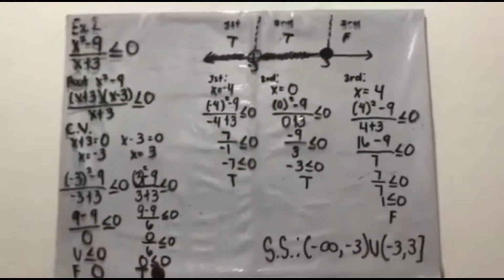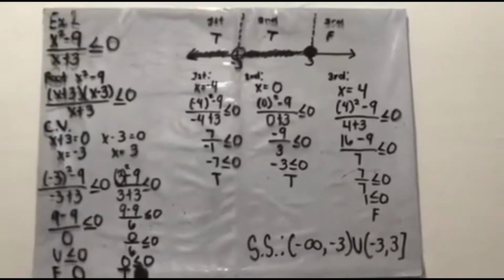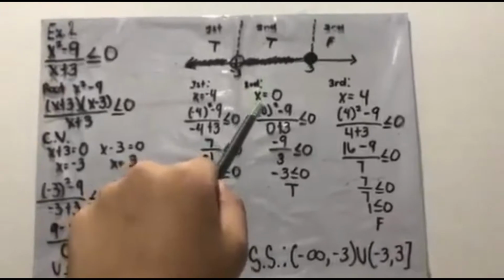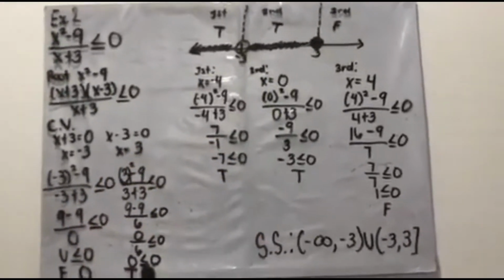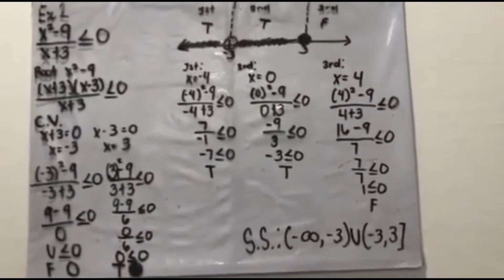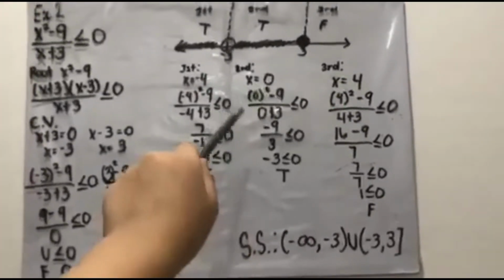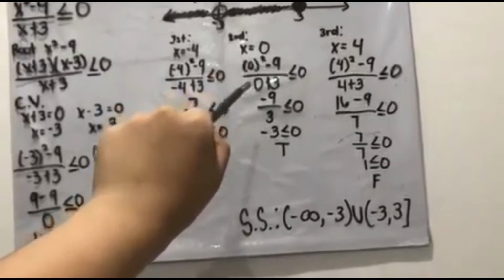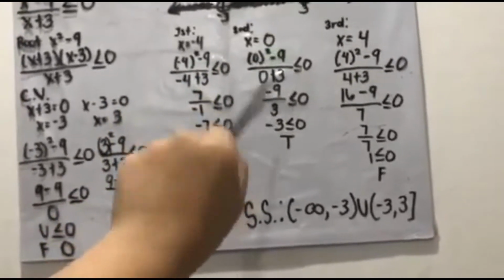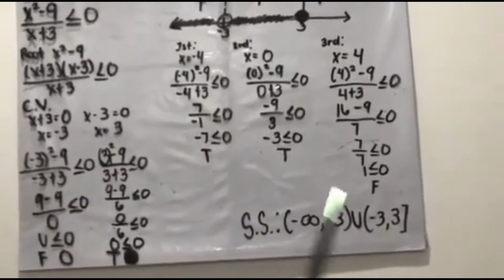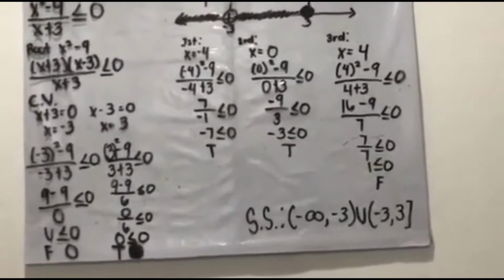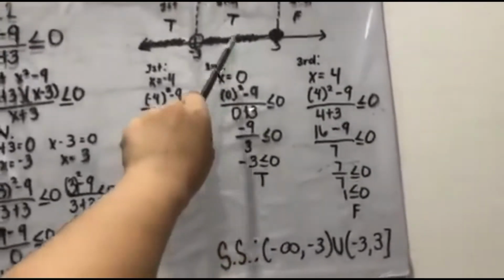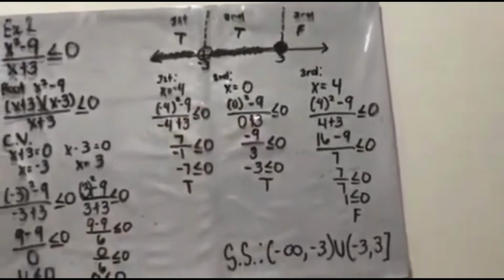So, negative 7 less than or equals to 0. True. Doon naman sa second interval, ang kinuha namin is 0. So, substitute lang ulit. 0 squared is 0. So, negative 9 yung sagot dyan. So, yung sa baba naman, 0 plus 3 is 3. So, negative 9 over 3 is equals to negative 3 is less than or equals to 0. True. So, shaded ulit yung part ng number line ng second interval.